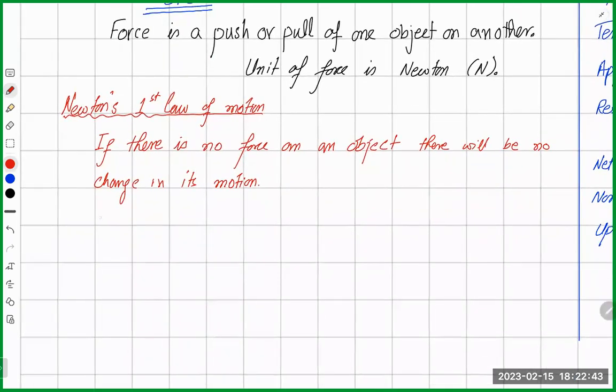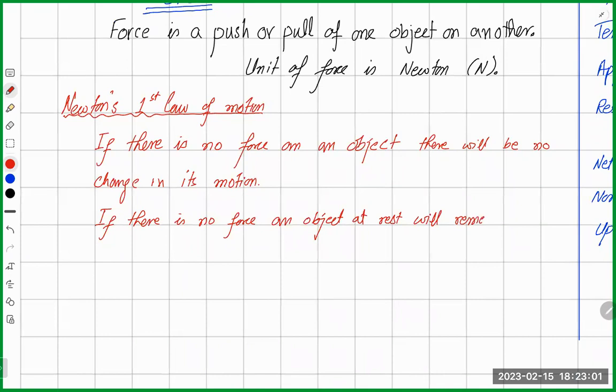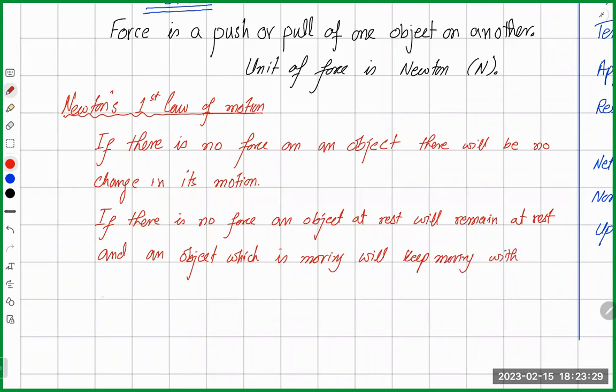This statement means if there is no force, an object at rest will remain at rest, and an object which is moving will keep moving with uniform speed in a straight line. So if there is no force, there will be no change. That is the point.